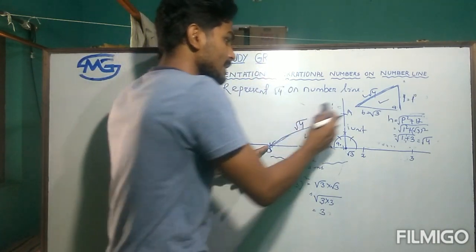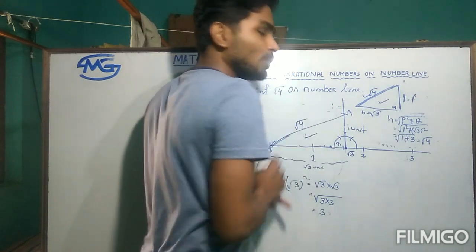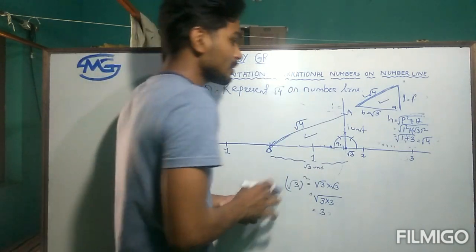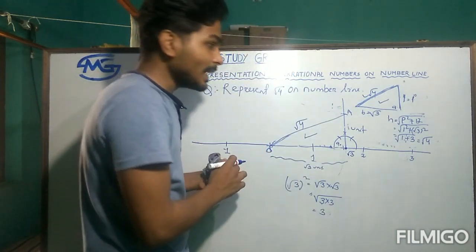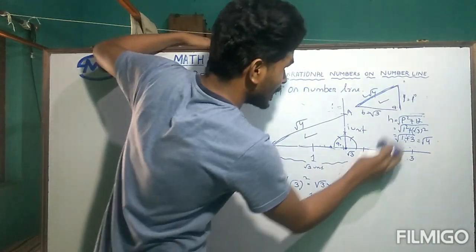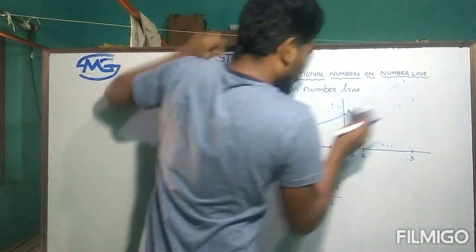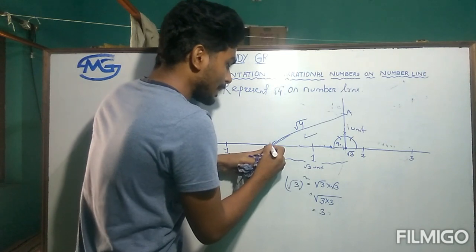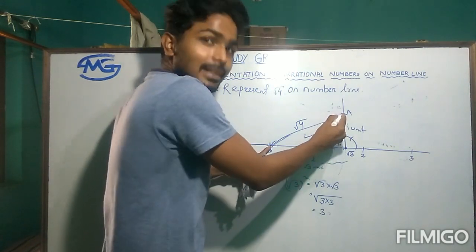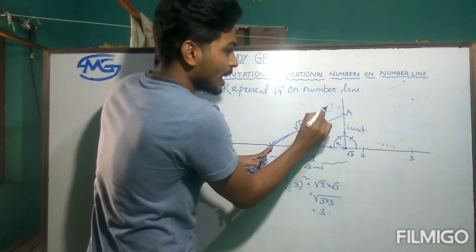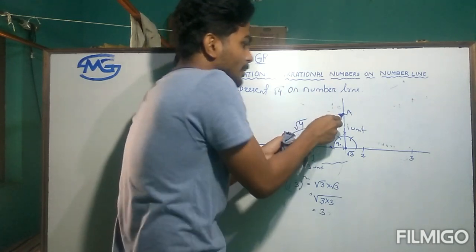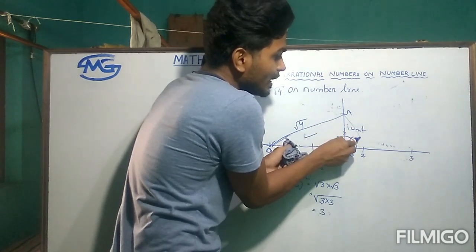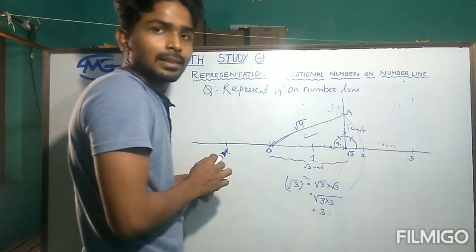Got it? So the hypotenuse will be root 4. Then what we will do? Then we have to put the compass here, put the pencil here, and make an arc. How? This is the compass, this is the pencil. Okay, so make an arc like this.